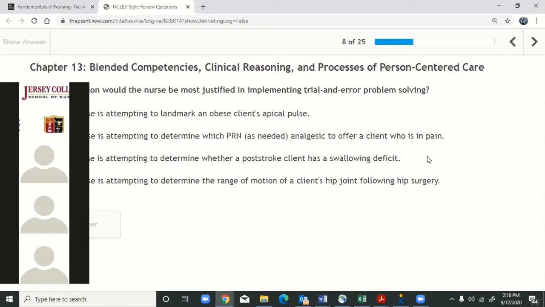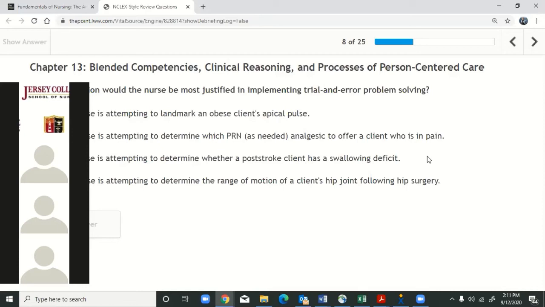Okay, the nurse is attempting to determine the range of motion of a client's hip joint following surgery. What about A? Anybody have thoughts on A? Would it matter that your client's obese? Would their apical pulse still be in the same spot? Yeah, they'll just have to push in more to get it. It's hard to obtain.